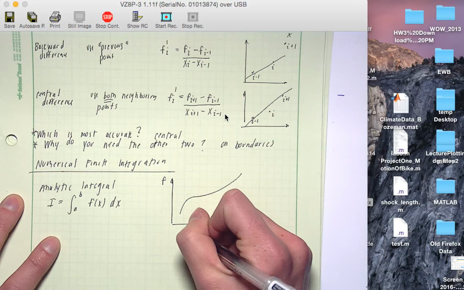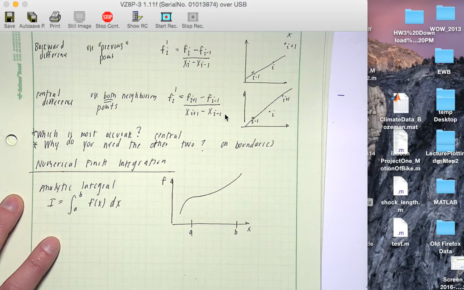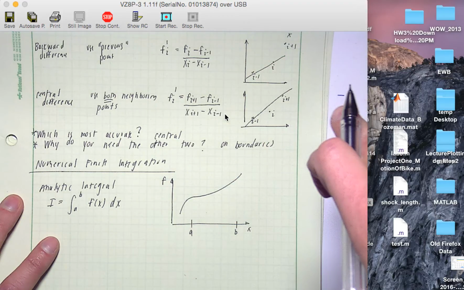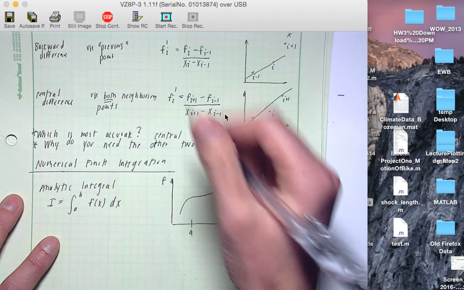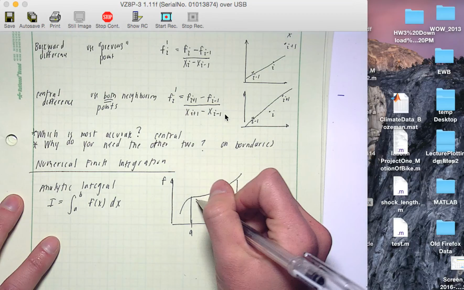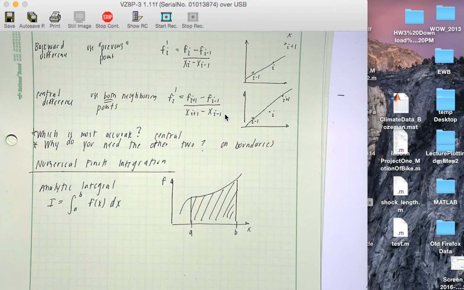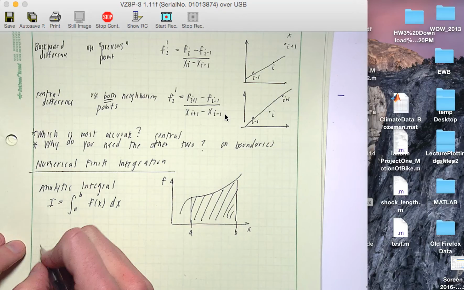So if this is my a and this is my b, what does the integral represent in this plot? The area under the curve. So an area under the curve is equivalent to a sum. So derivatives become differences, subtraction. Integrals become sums. And you guys can sum. You just did it, right? Everyone can sum in MATLAB. So this algorithm is very easy.